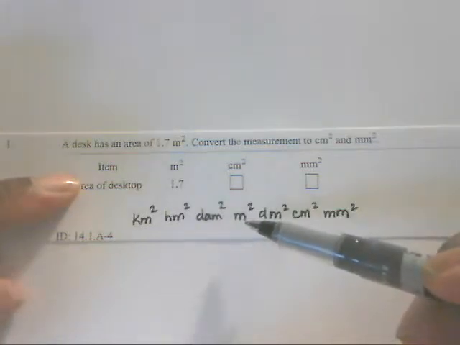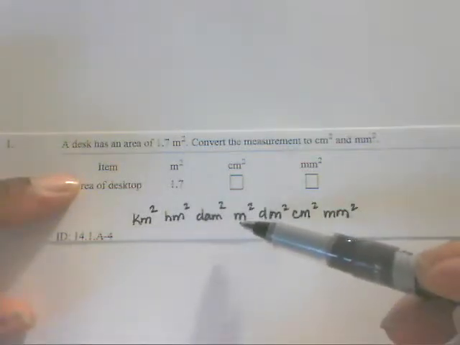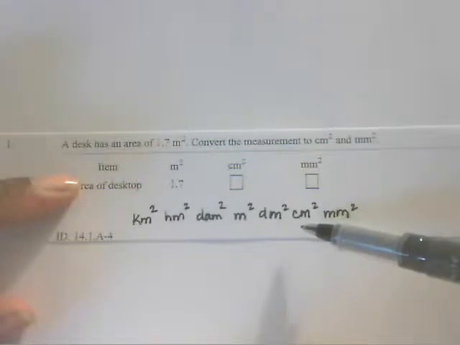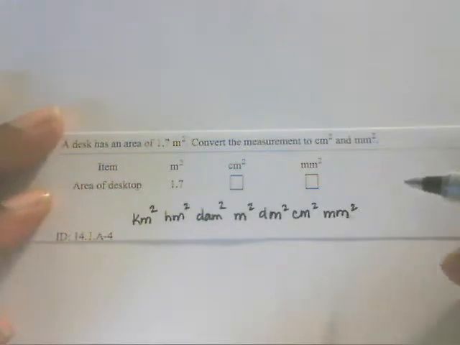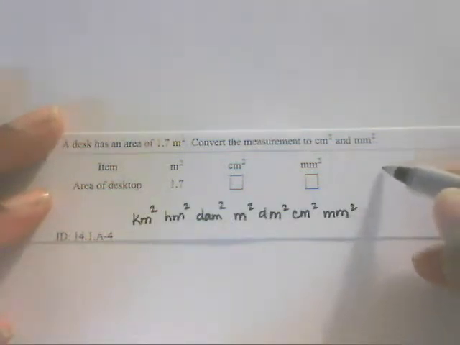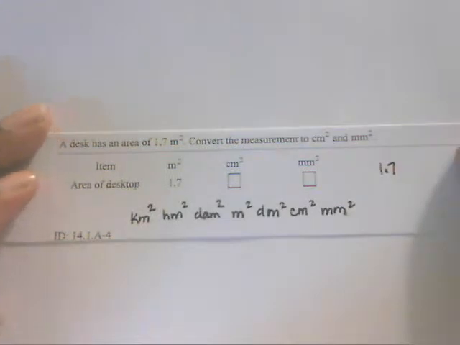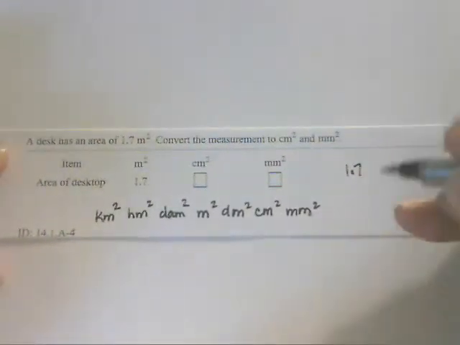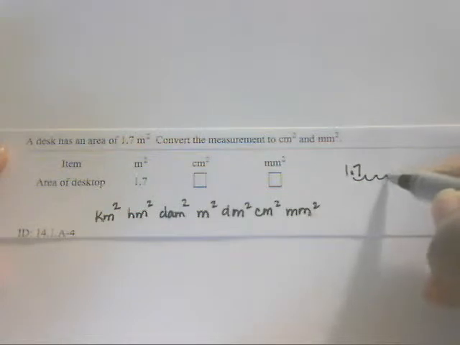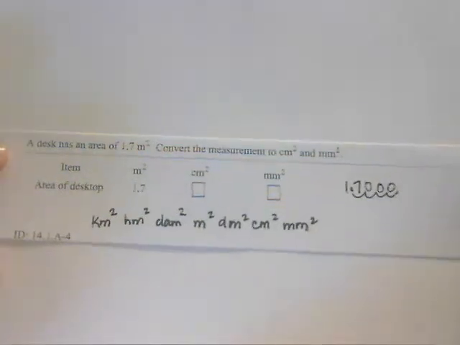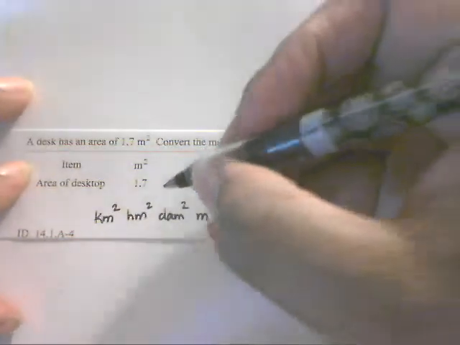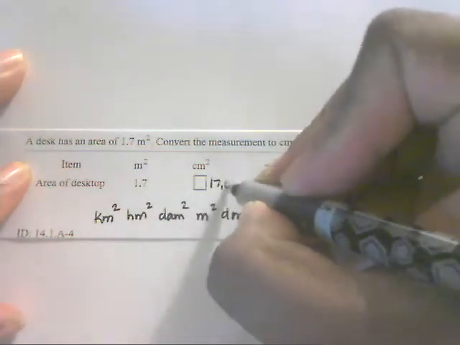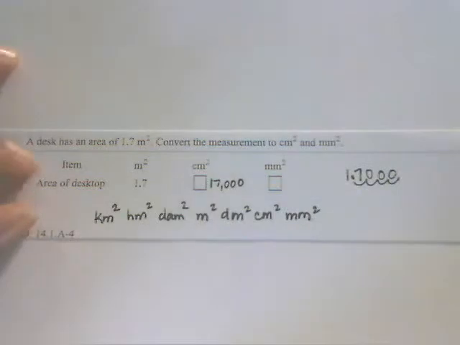Now, from square meters to square centimeters, well, from meters to centimeters, that's 2 places to the right. But since the square units is going to be 2 times 2, which is 4. So in the 1.7, we're going to move the decimal point 4 places to the right, which means we need 3 zeros. So that means that 1.7 square meters for the area of the desktop is equivalent to 17,000 square centimeters.